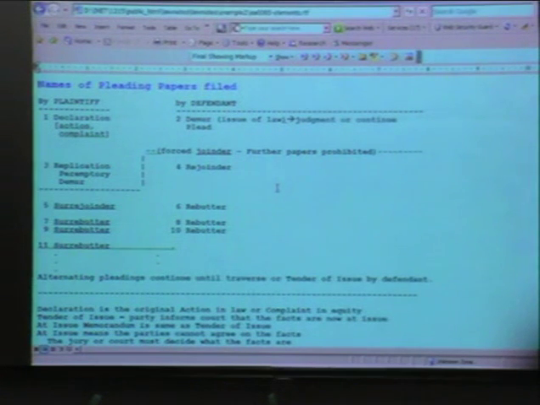Now, under the old common law system, you could go continuously on, but you're supposed to narrow down the issues. But in modern times, they say 3 papers are enough. I never argue that point. I'm happy with 3 papers because I get the last word in. Okay? All right.